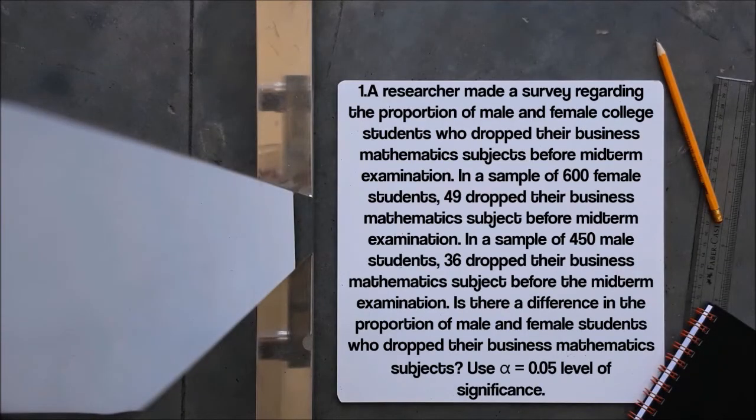Problem number 1. A researcher made a survey regarding the proportion of male and female college students who dropped their business mathematics subjects before midterm examination. In a sample of 600 female students, 49 dropped their business mathematics subject before midterm examination. In a sample of 450 male students, 36 dropped their business mathematics subject before the midterm examination. Is there a difference in the proportion of male and female students who dropped their business mathematics subjects? Use alpha equals 0.05 level of significance.